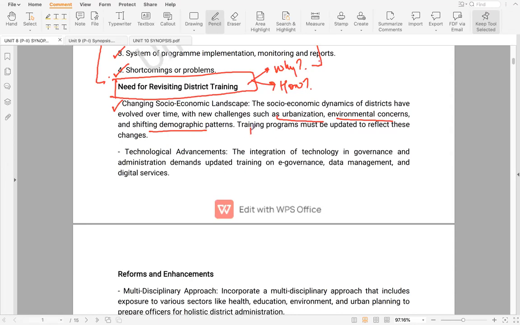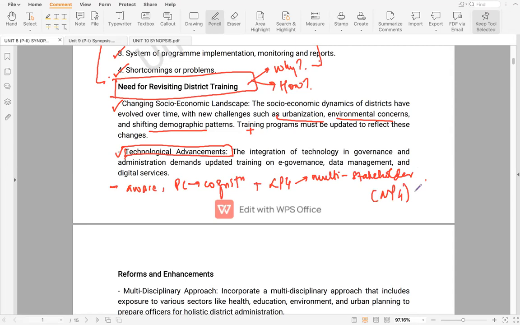In the second point, we're talking about technological advancements. The integration of technology in governance and administration demands updated training on e-governance, data management, and digital services. It's a 10 marker, so you have to keep the points fewer. If you want to add more points, you can always talk about how people are becoming more aware. The political culture is changing towards cognition, right? With the coming in of the liberalization, privatization, and globalization era, there are multiple stakeholders. There's a multi-stakeholder paradigm, right? That is why you need new public governance. So for all of this, you need to revisit the district training as of today.